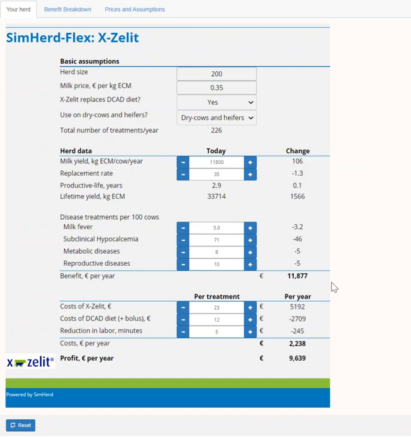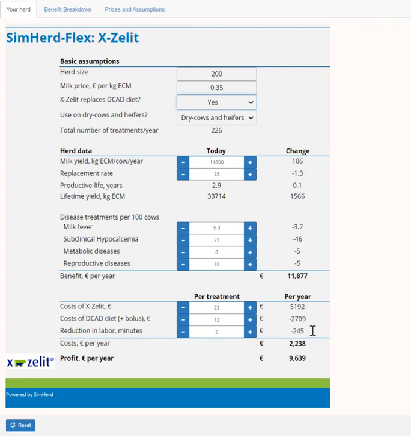What about costs? If we use X-Zelit, we can specify what the costs are per treatment. And if we know the number of treatments per year, 226, we know what is the increase in costs per year, 5,192. And if our costs per treatment are less, our costs per year are going to change as well. In this strategy, we chose to replace a DCAT diet. We answered yes here. So therefore, we also have a reduction in costs because we don't have these costs associated with the DCAT diet. We also have a reduction in labor.